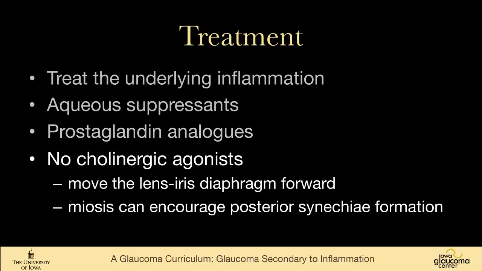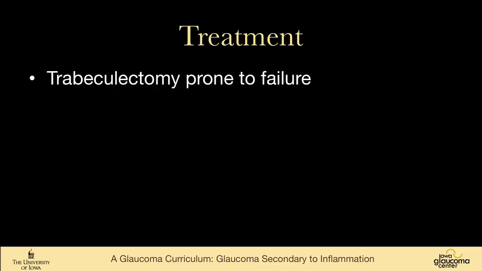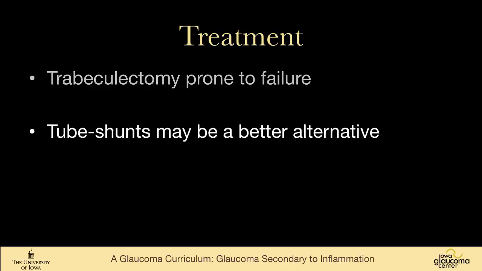Cholinergics, on the other hand, like pilocarpine, are contraindicated. They move the lens iris diaphragm forward, which is not good in terms of creating peripheral synechia, and the miosis can encourage posterior synechia formation. Trabeculoplasty is not indicated in people who have inflammatory glaucoma. Trabeculectomy can sometimes fail because of the stickiness that's involved with inflammation, and tube shunts may be a better alternative.